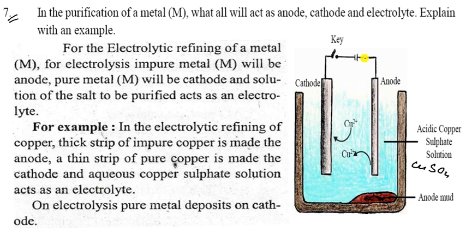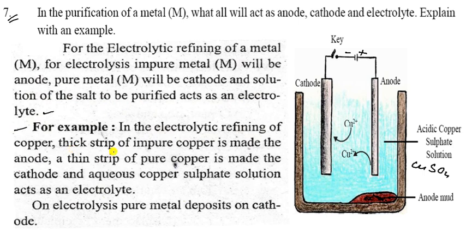Now come to the seventh question. In the purification of metal M, what will act as anode, cathode and electrolyte? Explain with an example. So it is the electrolytic method. Here the copper sulfate solution is used for the electrolyte. So that is the copper sulfate solution, you can say CuSO4 solution. And here is the anode mud.